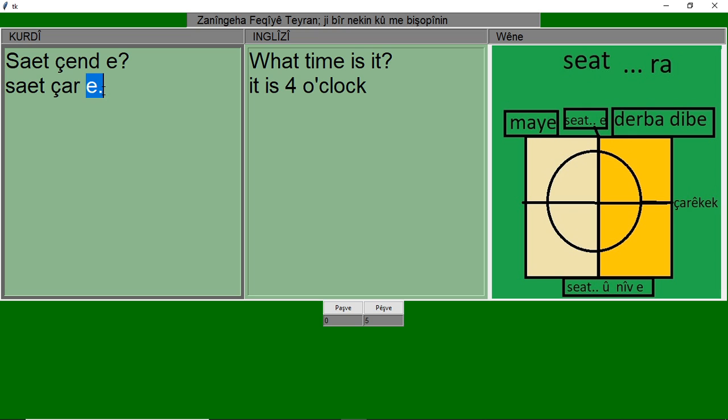As you see, I said saat, and then I said the number. You put the number. Saat çare. So when you want to say it is 12, how will you say? Saat 12, which means it is 12. And when you want to say it is 11, you will simply copy this, paste this, and change the number.